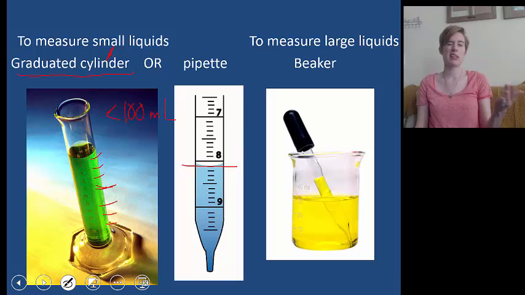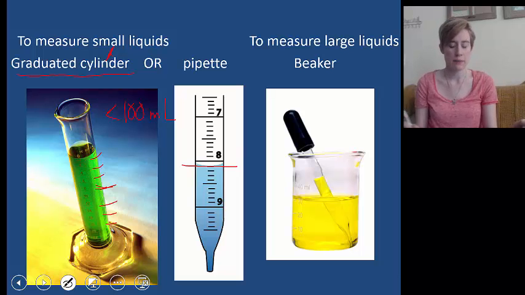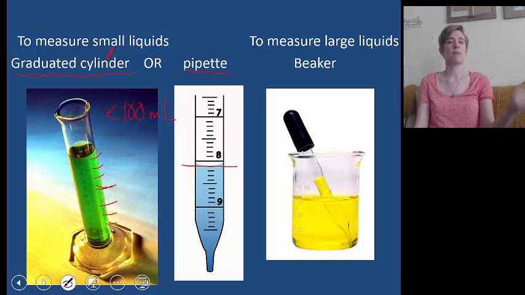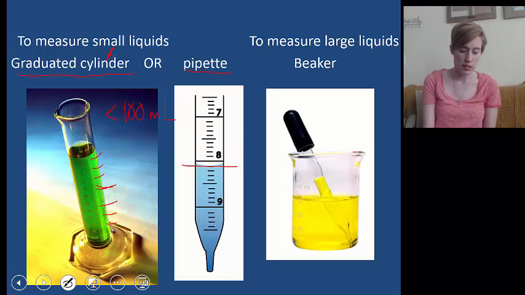Usually they measure between 50 and 100, but they're very specific, and with most of them you can measure to the ones place. So I can measure 99 milliliters, or I can measure 98 milliliters. The pipette is also used to measure small liquids, but it's not used to fill your container. It's used to measure small liquids that you're dropping from your container. For example, the way you read a graduated cylinder: the numbers here are messed up, sorry about that. It says 0 at the top and 20 at the bottom.